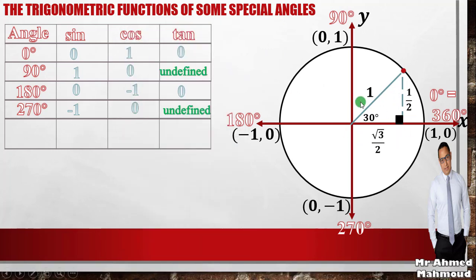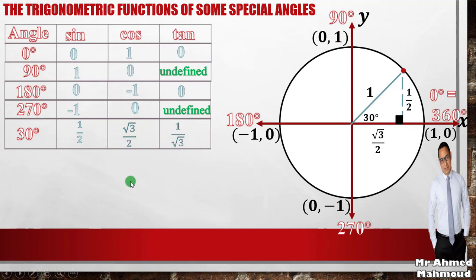Now I can conclude sine, cosine and tan of 30 from this triangle. For 30 degrees, its sine equals opposite over hypotenuse, half over 1 equals half. Its cosine is adjacent over hypotenuse, root 3 over 2 divided by 1 equals root 3 over 2. Its tan equals opposite over adjacent, half divided by root 3 over 2 equals 1 over root 3. But the calculator will give you root 3 over 3. It's okay, you can write any of them.